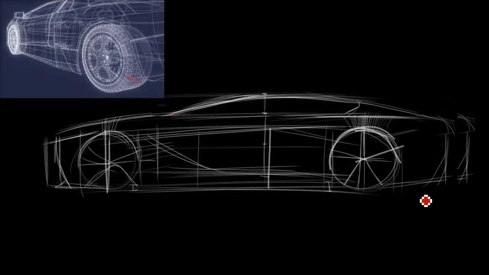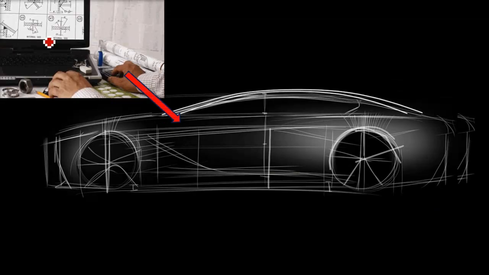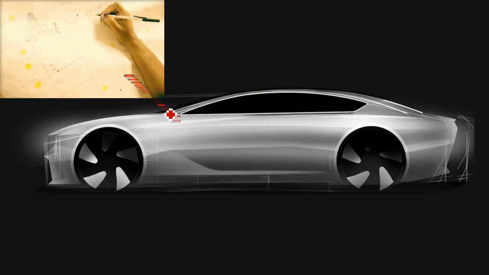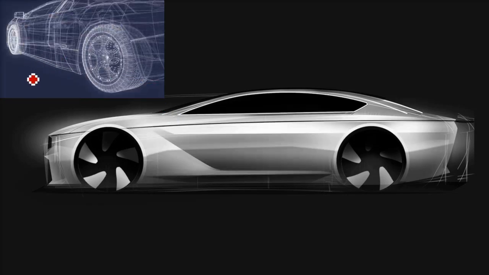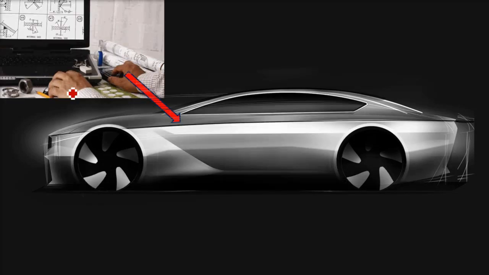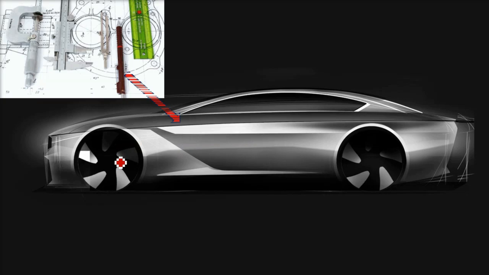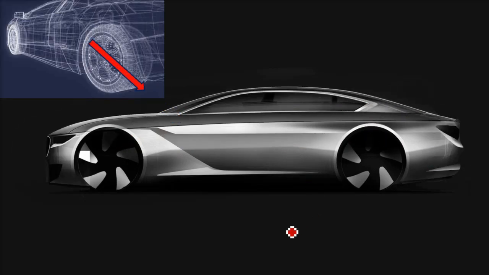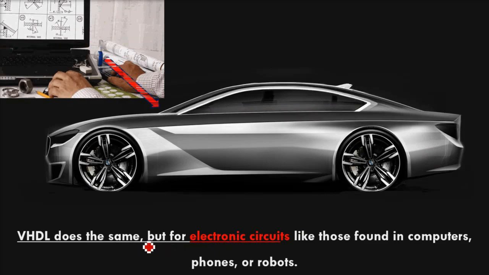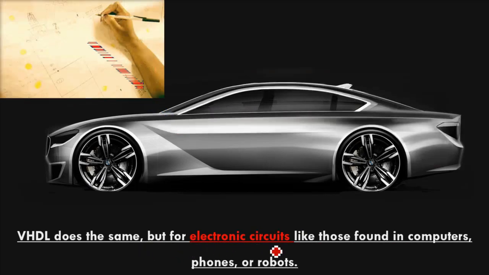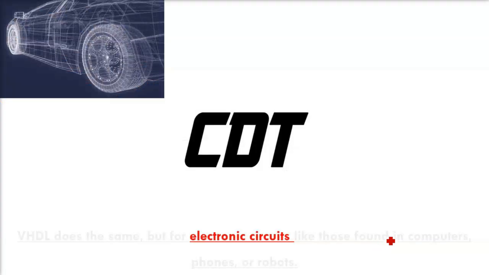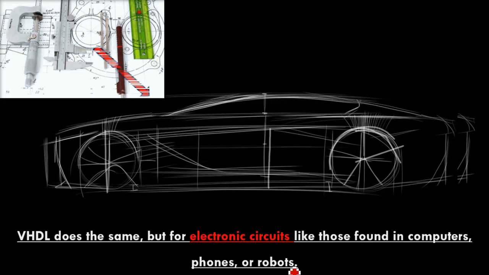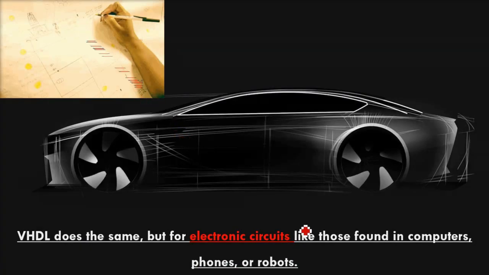Imagine you are designing a car. Before building it, you draw a detailed plan showing how the engine, wheels, and other parts connect. VHDL does the same, but for electronic circuits like those found in computers, phones, and even robots.